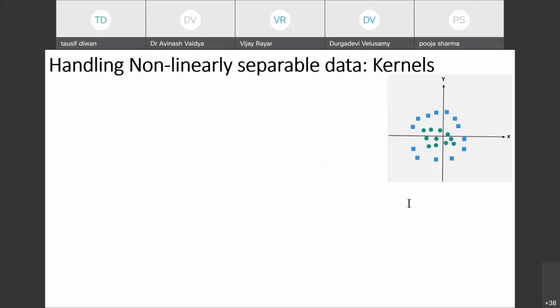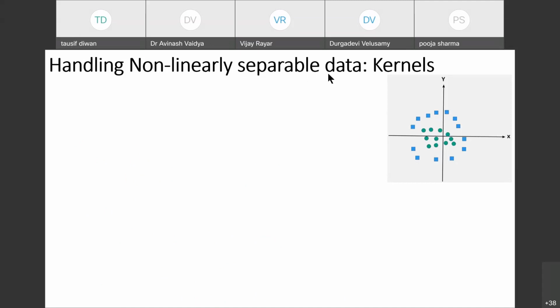This was all about the case when we can separate out the data. But it is also possible that data is non-separable. Just look at this. These circles are there and these squares are there. Can you put any line so that we can separate the positive and negative, or class 1 and class -1? No, it is not possible. So this is nothing but non-linearly separable data.